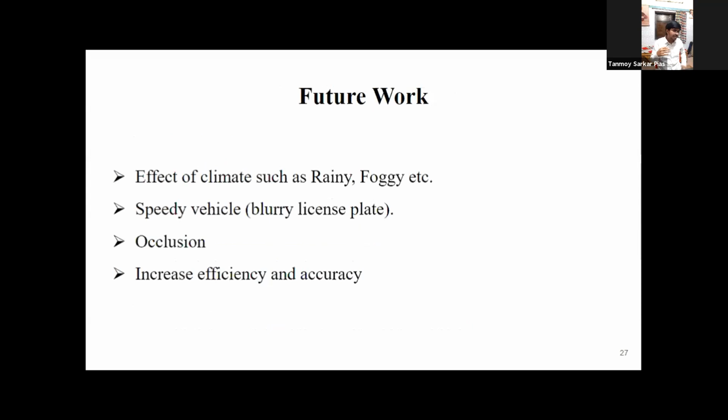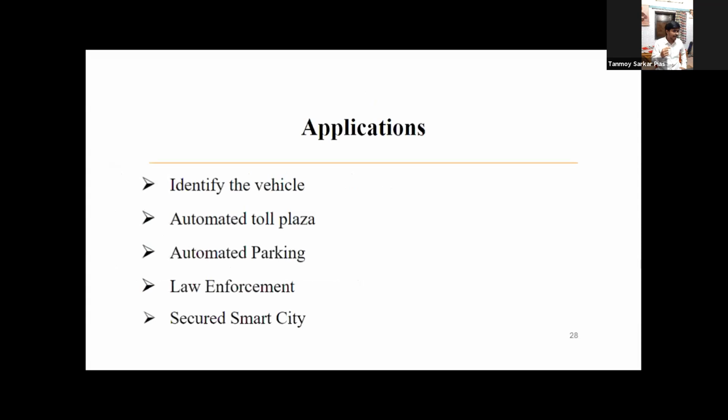Based on this research, we can add more images to capture the effect of climates such as rainy, foggy, and hazy. We can also add images of speeding vehicles when the license plate is blurry, and license plates occluded by another vehicle can be reconstructed. And of course, we can always increase the efficiency and accuracy of the model. So this is the future work based on our model. In application, the first step is to identify the vehicle. We can automate the toll plaza, automate parking, and introduce it to law enforcement to build a secure smart city.